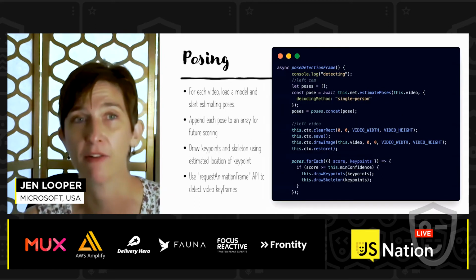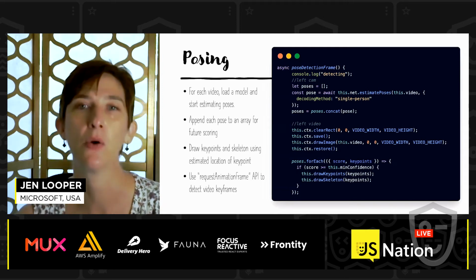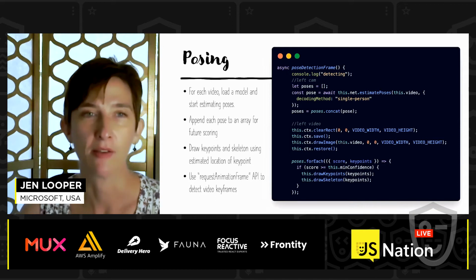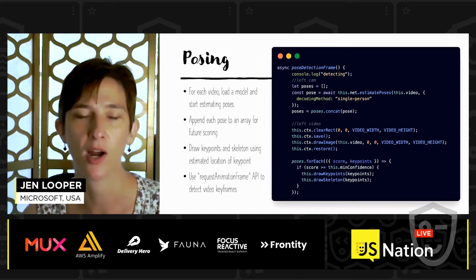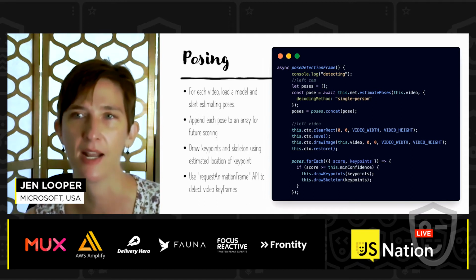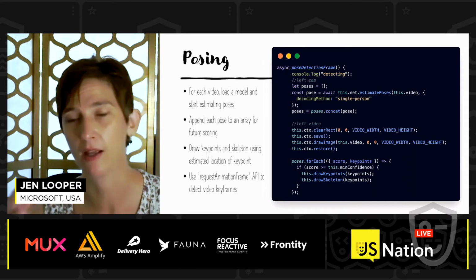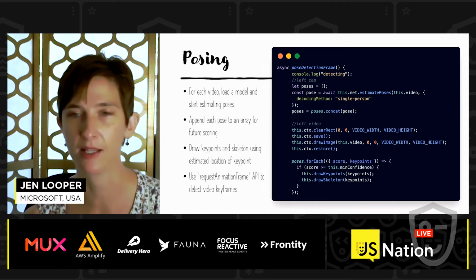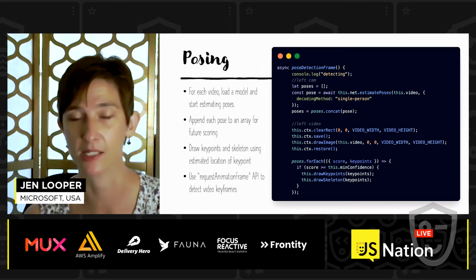So posing, for each video, you need to load a model and start estimating the poses. Each frame is being called here. It's grabbing each frame and grabbing the data that's sent back from PoseNet, from this net estimate poses. That's the call that you're using. And then you're drawing the key points and the skeleton yourself using the Canvas API on the estimated location.